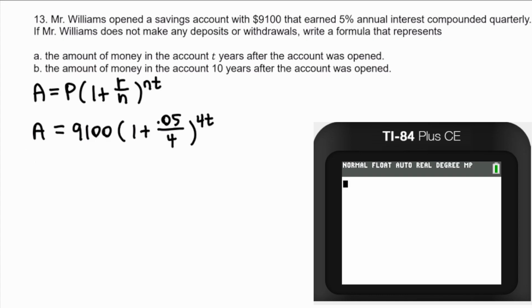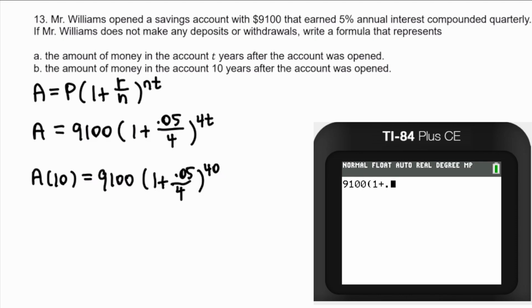That's part A. And part B is the amount of money in the account 10 years after the account was opened. So A of 10 is going to equal 9,100 times 1 plus 0.05 divided by 4, to the 4 times 10, which is 40. And that's what we're going to have the calculator do for us, because we don't know how to take that number to the 40th power. So 1 plus 0.05 divided by 4, to the 40th power. And I get $14,956.94.